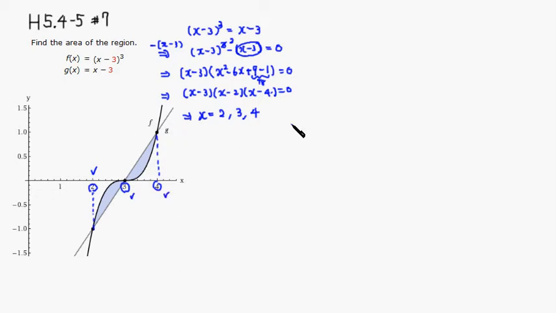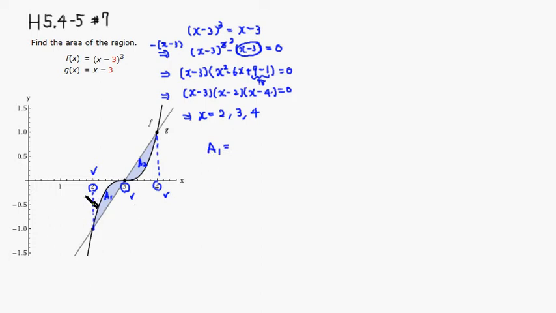Alright, let's try to find the region. There's a way to assume a symmetry and do one region and multiply by 2, but let's do it separately. I'm going to call this first region A1 and this second region A2. So let's find A1.